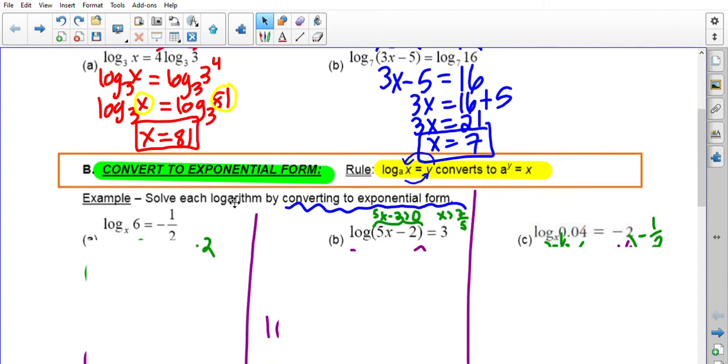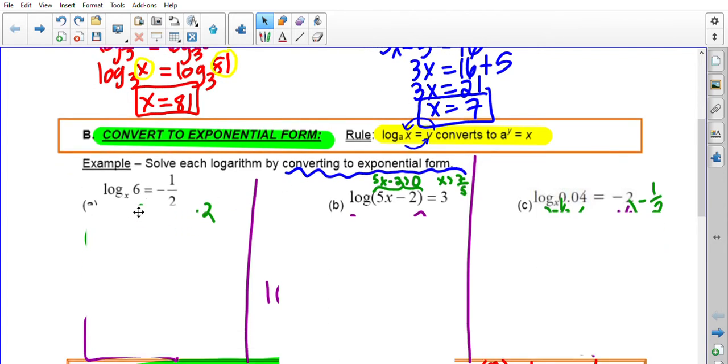All right, so solve each log by converting to exponential form. So the first thing we're going to do is rewrite this as x to the negative 1/2 is equal to 6, doing that wraparound method. So we get x to the negative 1/2 is equal to 6, in purple.